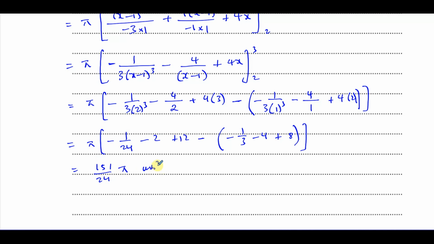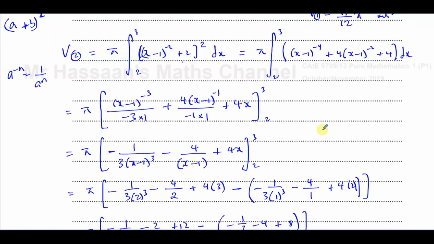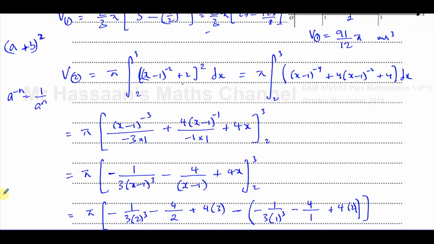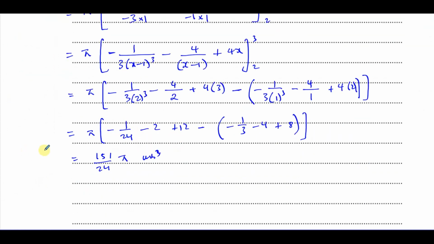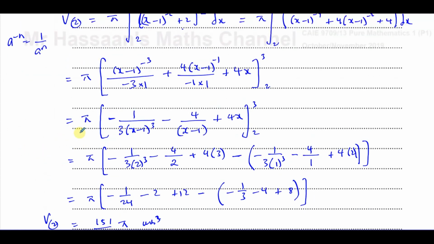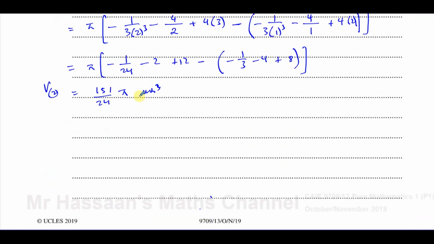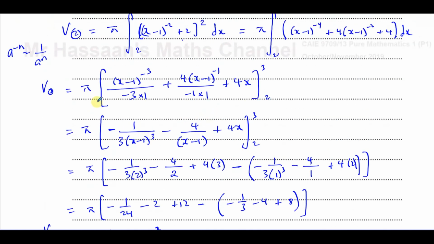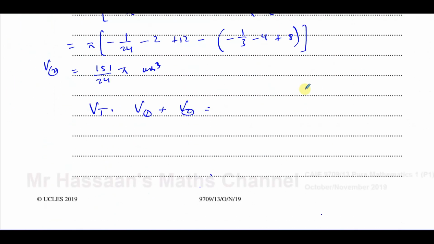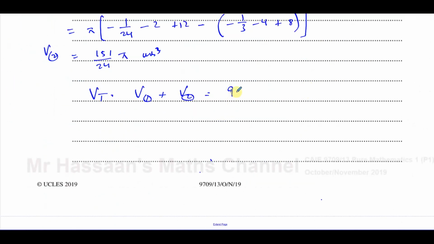That's units cubed. So now we've got that's volume 2. That's the volume of part 2. So we found here is the volume of section 2. All right, so now we can say that the total volume we need is volume 1 plus volume 2. And volume 1, as we saw before, was 91 over 12 pi, plus volume 2, which is 151 over 24 pi.